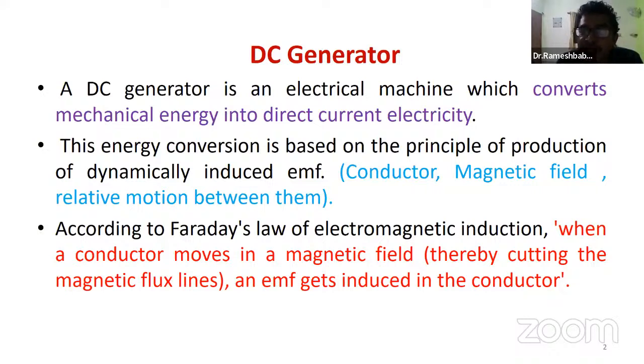The rotating conductor cuts the flux, there is a rate of change of flux, so EMF is induced. That is dynamically induced EMF. I hope you all understand how EMF is generated in the DC generator: the conductor is rotating and the magnetic field is stationary. I'm moving to the next slide.